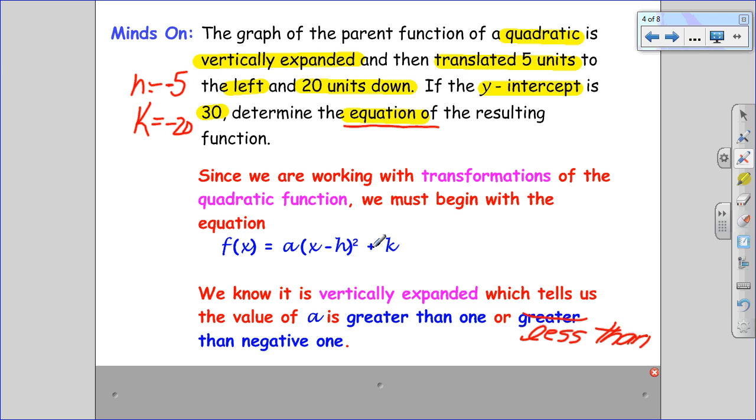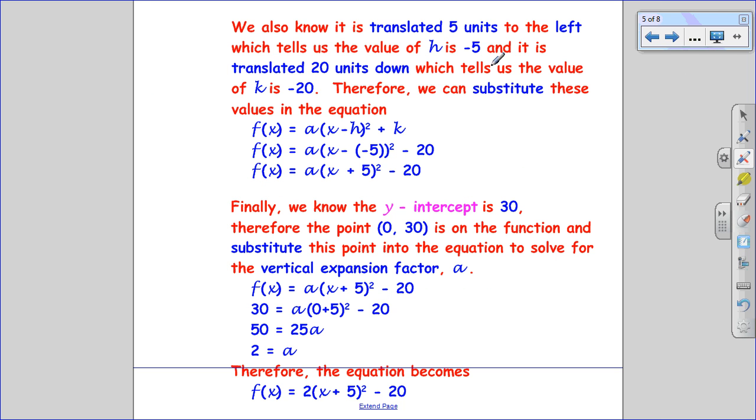So once I do that, I can plug those values into this equation. Now, the thing to keep in mind is this says x minus h, so it'll be x minus -5. Okay. So when I plug it in, it's x minus -5 squared minus 20, and I simplify that negative to be a positive. The last thing we know is the y-intercept is 30, so it gives us the point 0, 30, and we can substitute the 30 in for f at x, and 0 in for x into the equation that we have right here.